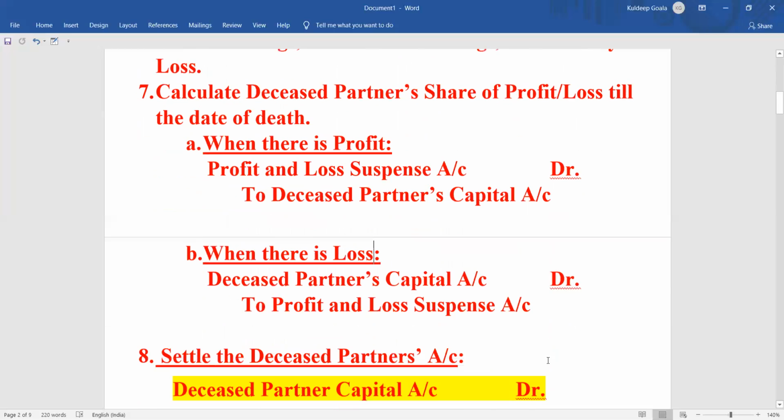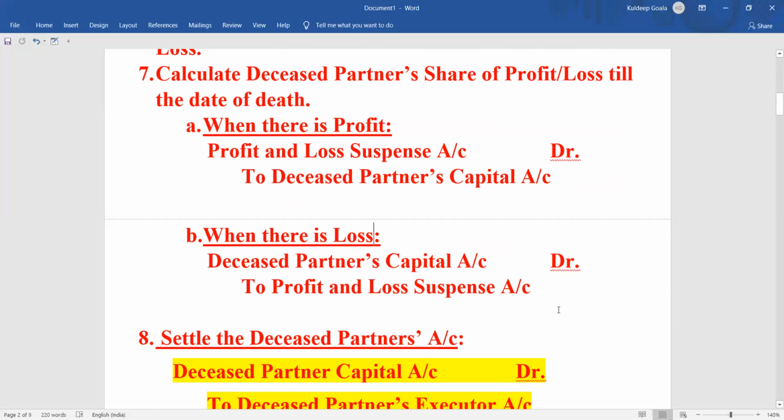Okay, we are taking the profit and loss suspense account because we are not very sure whether there will be profit or loss. So we are taking it in the profit and loss suspense account. If it is loss, then the partner is going to bear the loss. So when he bears the loss, his capital account will obviously be debited. That is why deceased partner's capital account debit to profit and loss suspense account in case of loss. Okay.